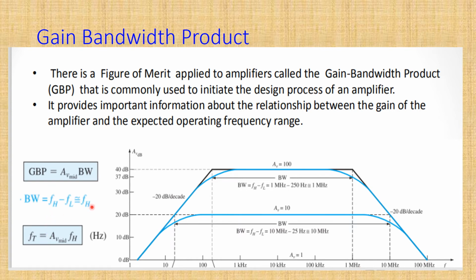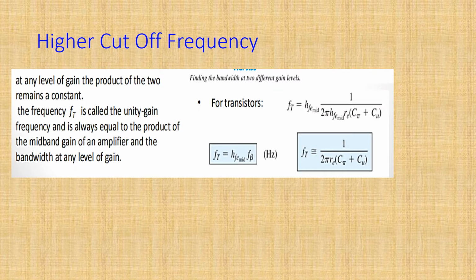Okay, so bandwidth here, lower cutoff frequency, higher cutoff frequency. So FH minus FL is equal to FH. Your FT, which is going to be the gain bandwidth product, is equal to AV mid into FH. FT is also called the gain bandwidth product frequency. So the higher cutoff frequency FT defines your unity gain frequency, or we can also say the frequency FT is at the gain bandwidth product. So FT is equal to HFE into F beta.